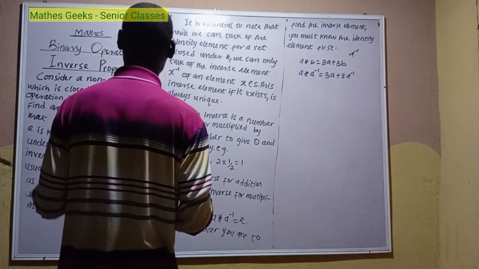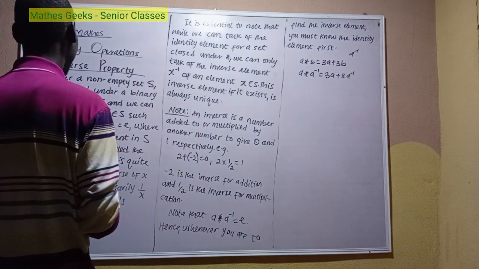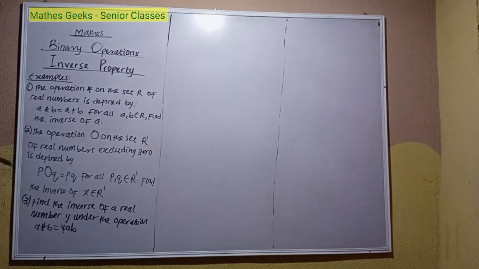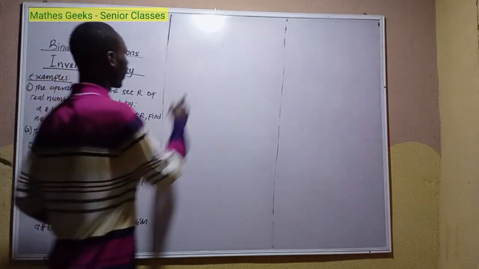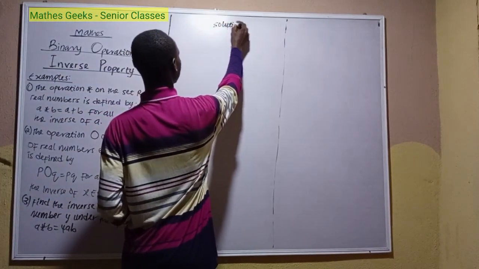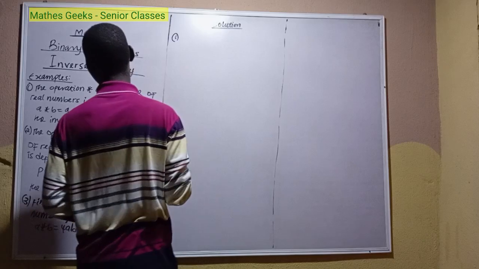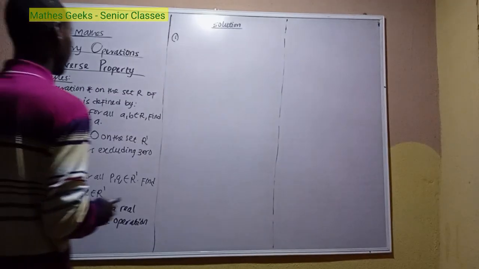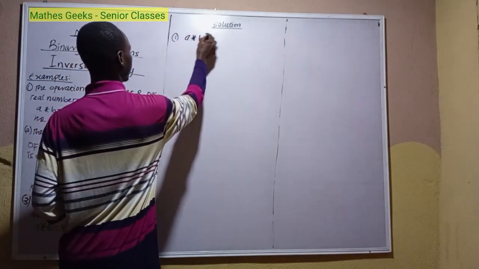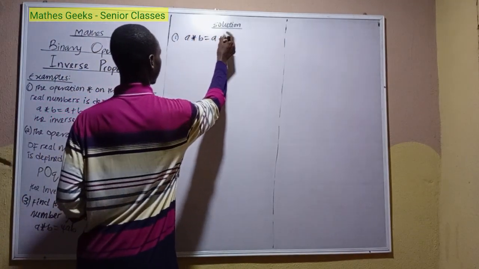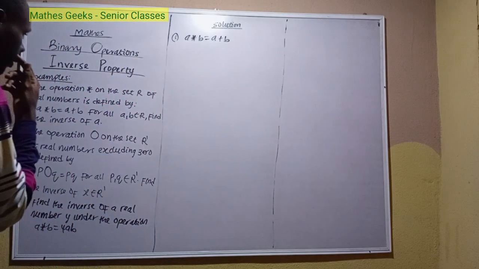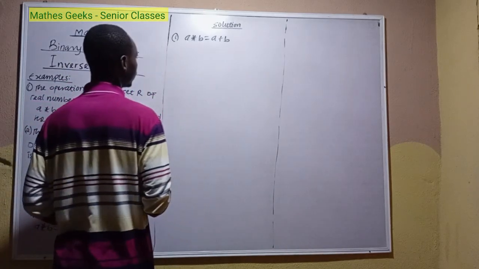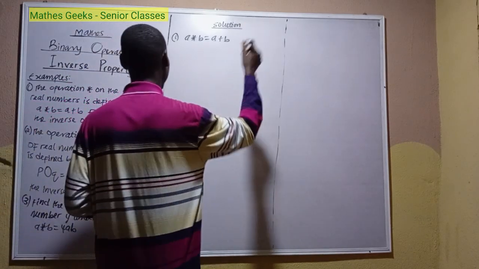Let's take examples that usually are under the inverse property. The operation star on the set R of real numbers is defined by A star B equal to A plus B for all A, B members of R. Find the inverse of A. Remember that the inverse of A would be A raised to minus 1.